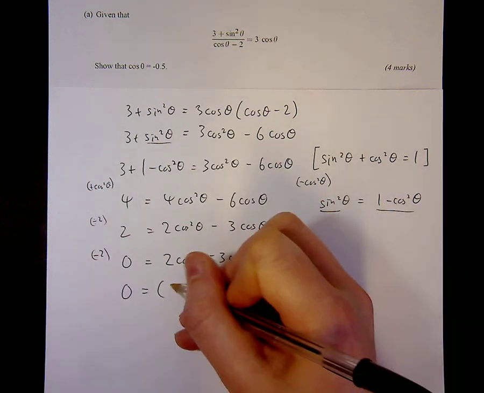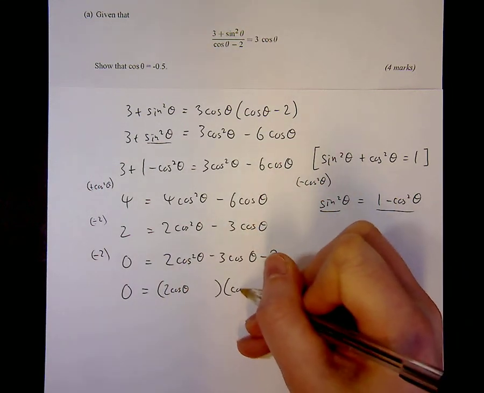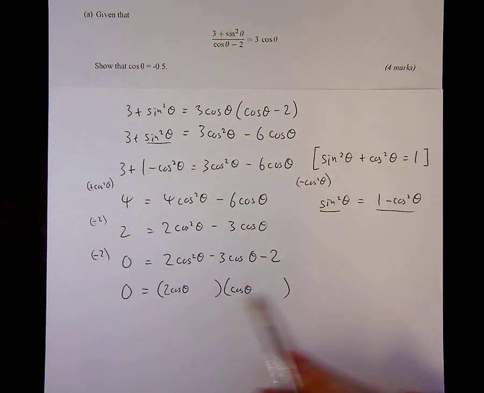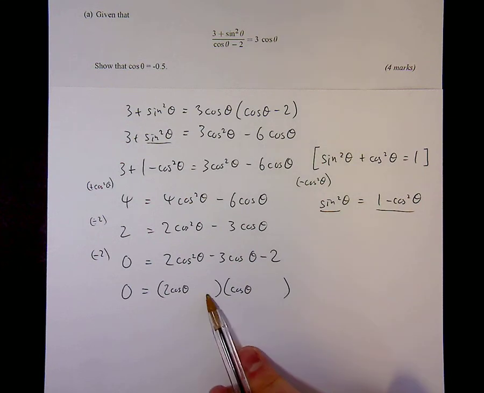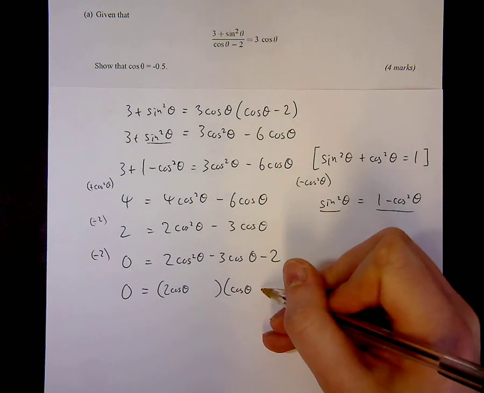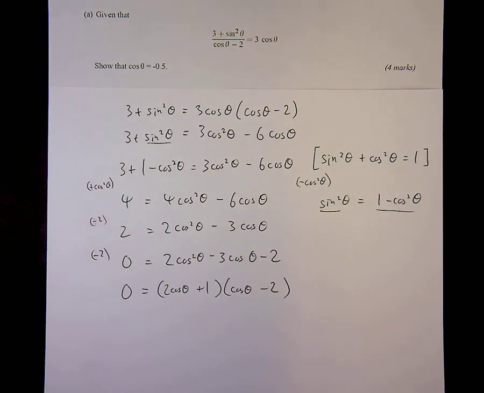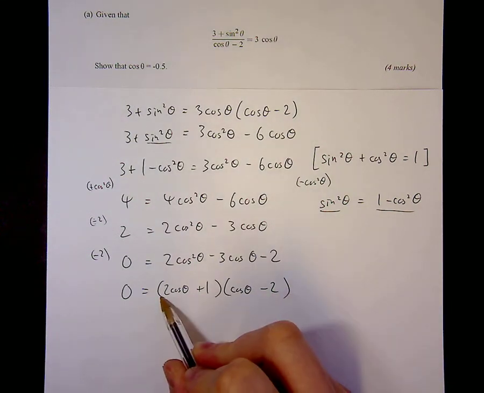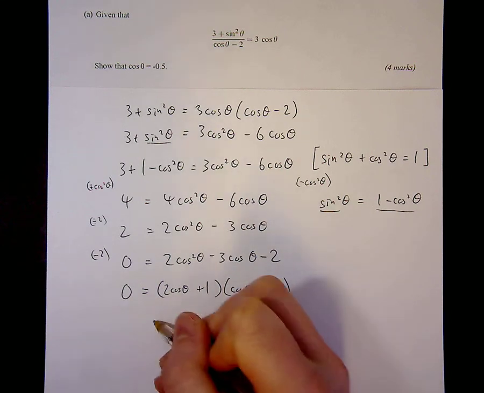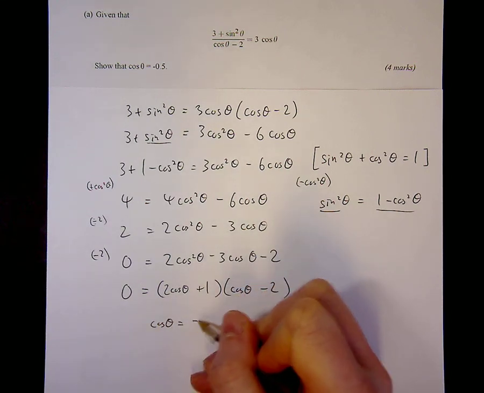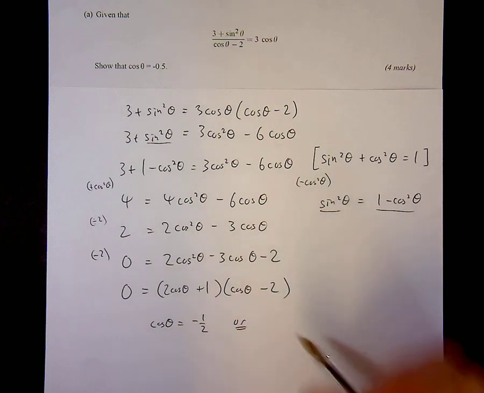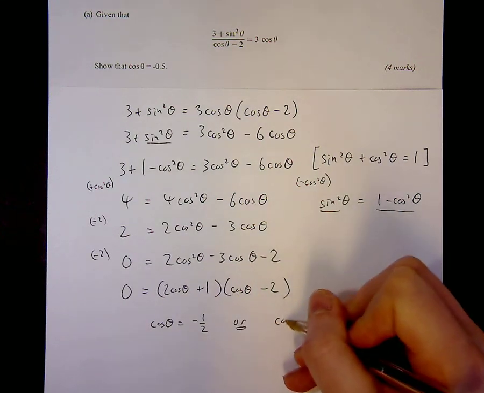2 cos theta, obviously, and 2 numbers at the end that multiply to make negative 2. So the one I multiply by 2 cos theta gives the negative 3 cos theta, negative 2 there, plus 1 there, that should work. So you can check it using FOIL or any other method you like for multiplying 2 brackets. Therefore, there's 2 possible solutions. Either 2 cos theta plus 1 is 0, that would make cos theta equal to negative half, or cos theta minus 2 is 0, in which case cos theta would equal 2.